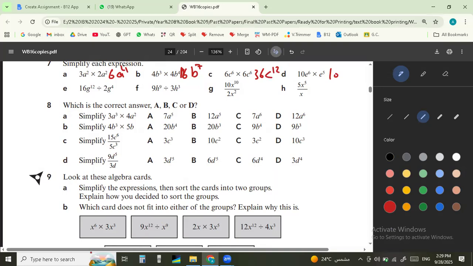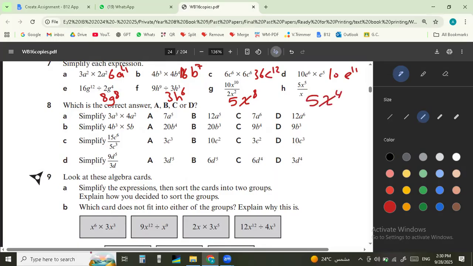10 times 1 is 10, e to the power of 11. Here, division. 16 divided by 2 is 8, g to the power of 8. 12 minus 4. 9 divided by 3 is 3, h to the power of 6. 10 divided by 2 is 5, x to the power of 8. 5 divided by 1 is 5, x to the power of 4.